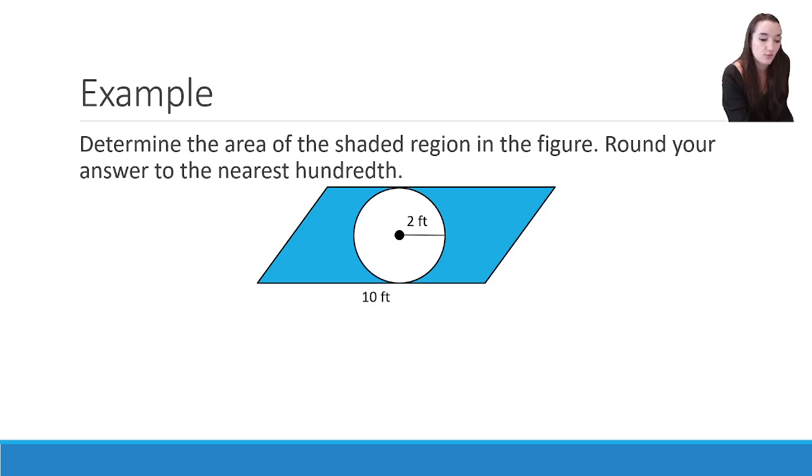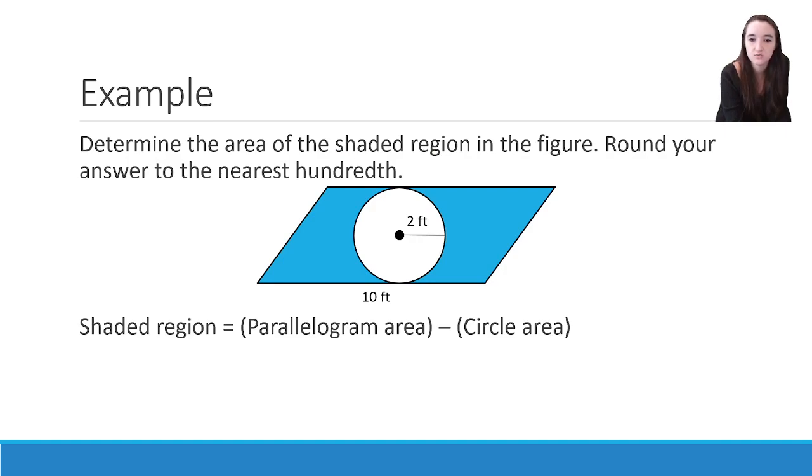So if we want to determine the area of the shaded region in this given figure, how would we do it? So we have a circle and a parallelogram in this picture. The circle has a 2-foot radius. The parallelogram has a 10-foot base length. We want the shaded region. So the shaded region is here and here, which essentially is taking this parallelogram and removing the circle from it. How do I remove the circle? In other words, I'm removing the area of the circle from the area of the parallelogram. So we get that the shaded region is the parallelogram area minus the circle area.